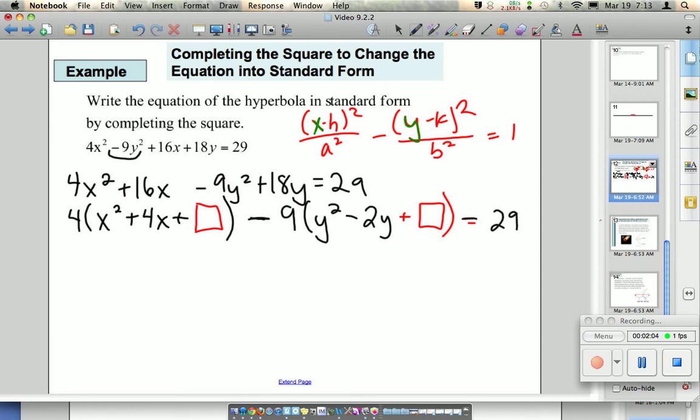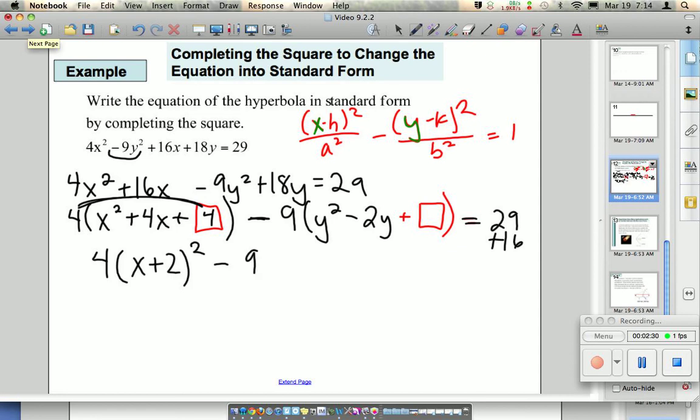So we are ready to figure out what those quantities are so that we can add them to the other side. It looks like over here it's going to take a 4, because this could be x plus 2 squared with a 4 in front. So I'm actually creating not just 4, but 16. So I'm going to add 16 to this side.